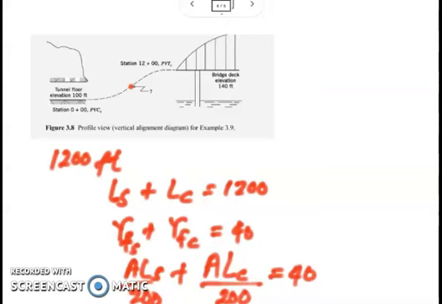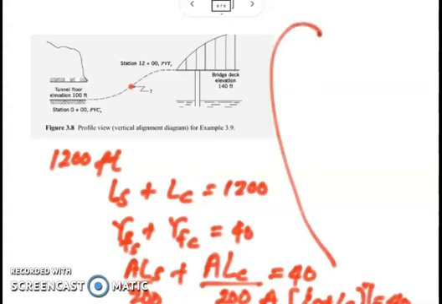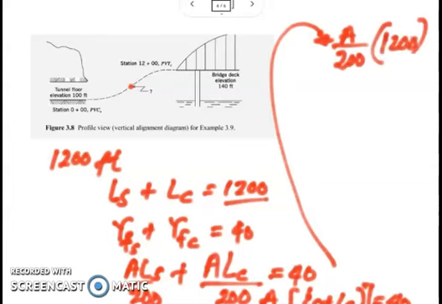This can be written as A all over 200 times L sub S plus L sub C, and this is equivalent to 40. We have to take note that L sub S plus L sub C is actually equal to 1200, so this can be written as A all over 200 times 1200, which is equal to 40. So therefore, from here we can simplify. The value for A here is 6.667%.